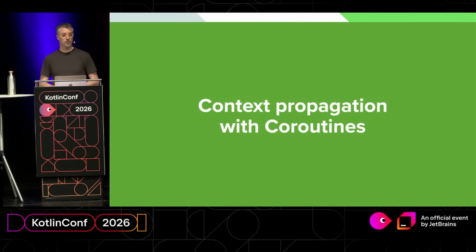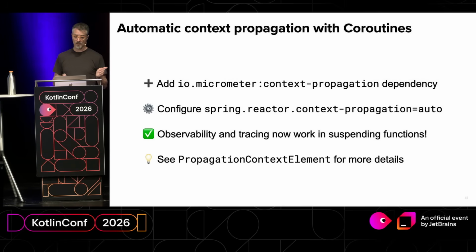Context propagation with coroutines, this is another area where we got a lot of issues. It took a lot of time to solve that, so sorry and thanks for your patience. And as of Spring Boot 4, we now have automatic context propagation with coroutines. That means your observability tracing will work by default when you are using Spring. Not totally by default because you need to configure the Spring Reactor context propagation equals auto, because coroutines are built on top, basically, of the Reactor infrastructure.